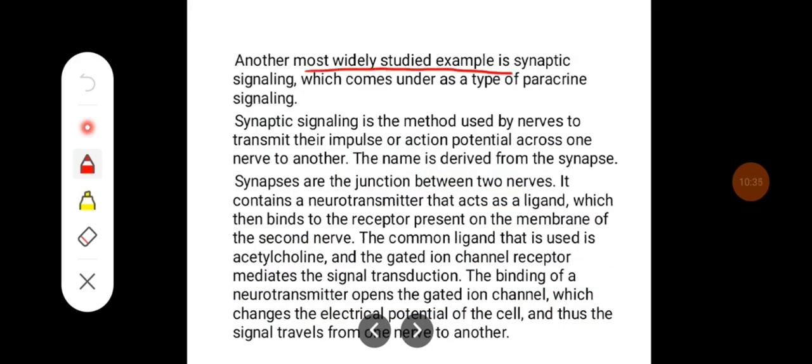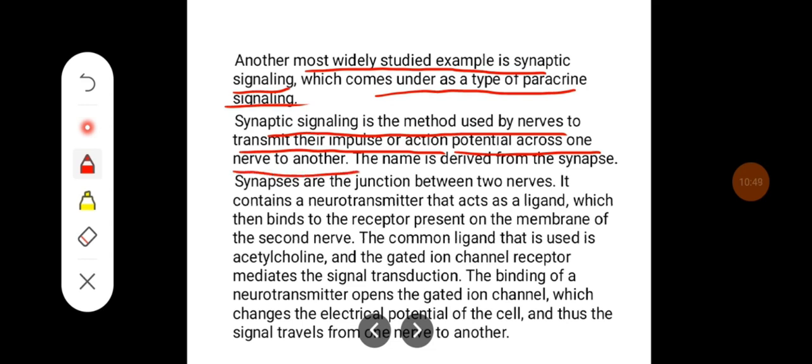Another widely studied example is synaptic signaling, which comes under paracrine signaling. Synaptic signaling is the method used by nerves to transmit their impulse or action potential from one nerve to another. The name is derived from the synapse. Synapses are the junction between two nerves. It contains a neurotransmitter that acts as a ligand, which then binds to the receptor present on the membrane of the second nerve, that is the postsynaptic membrane.